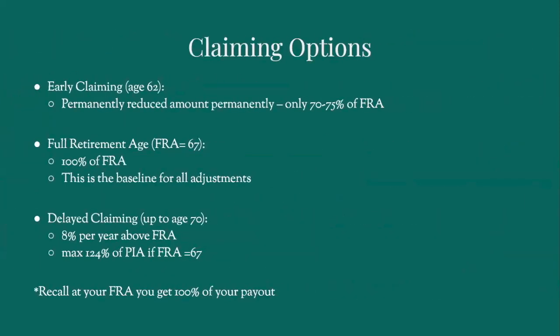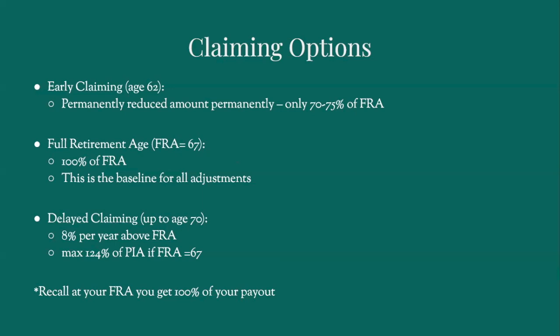Claiming options. We can take Social Security as early as 62 and as late as 70. So our range is between 62 and 70. For most people who haven't claimed, their full retirement age is going to be 67. So if I take it at 62, what happens? I'm going to get about 70 to 75% of what I would get at my full retirement age, which is my 100% level. So my full retirement age, we're assuming here, is 67. That's when I get my 100%. This is the baseline for all adjustments.